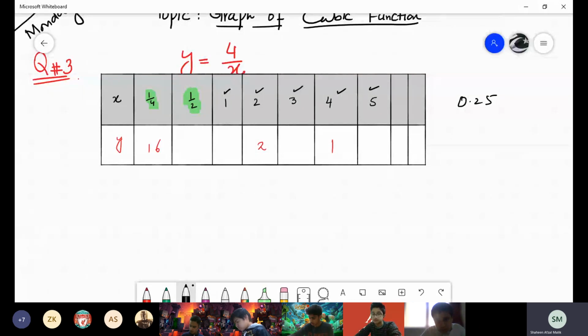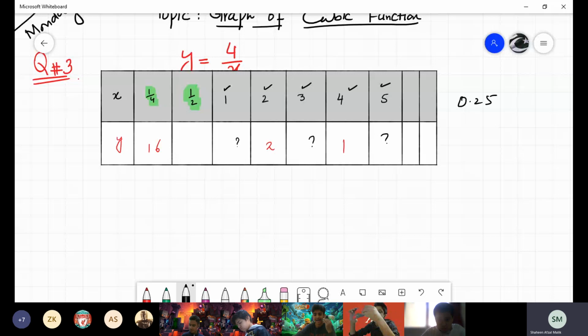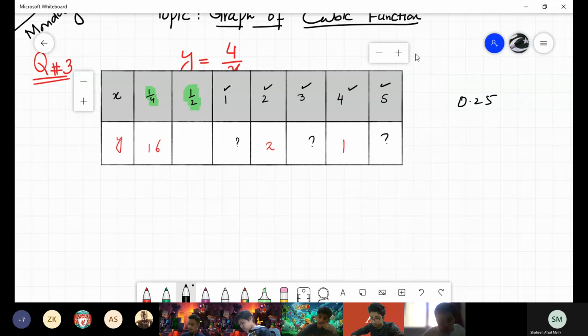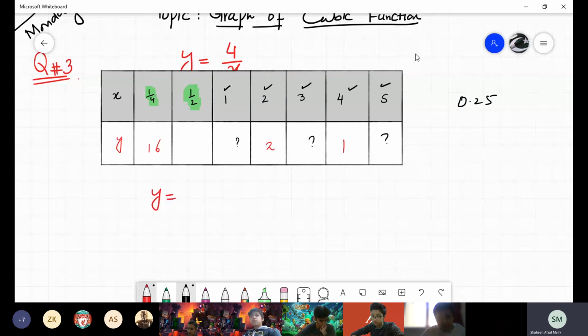So do one thing: write this equation on the calculator and start from 1 to 5. So at least we can find these values, 1, 2, and 3. But for 1 over 2, we can find it directly on the calculator. Ma'am, for 1 over 2, can we write 4 divided by 0.5? Yes, for 1 by 2, we can write 0.5. So I am going to find the value here, y is equal to 4 over x, and if x is equal to 0.5, what will be the y value?